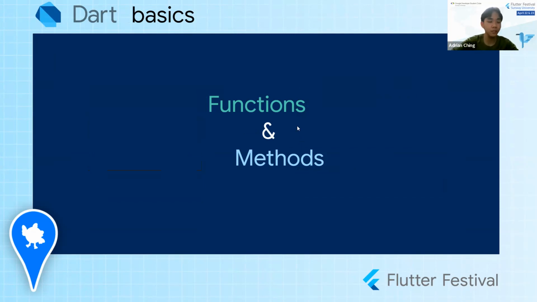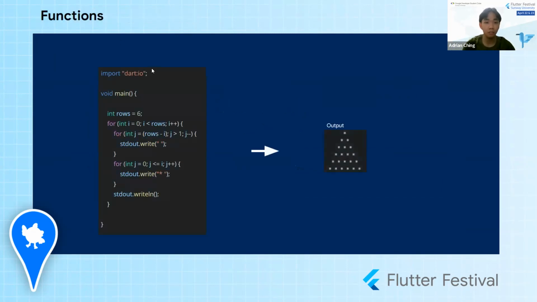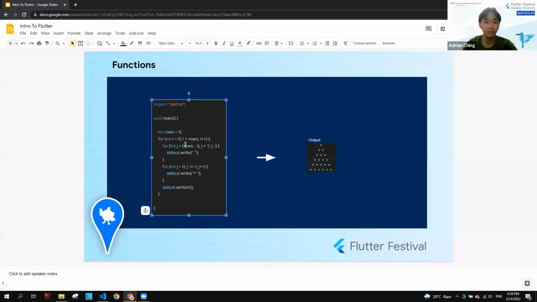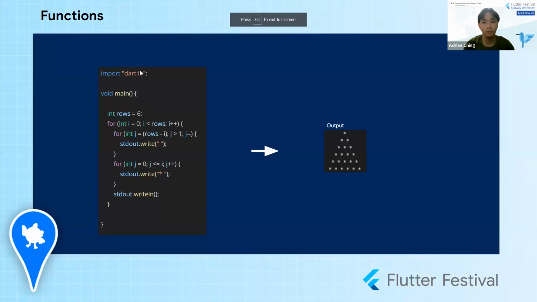Okay, moving on to functions and methods. Let's take a look. Now this is a function that when you run, it will provide this output. I'm not going to explain what a for loop is and whatnot, but if you guys want to try it out, there you go. And yeah, if you run this code, it will produce this output.